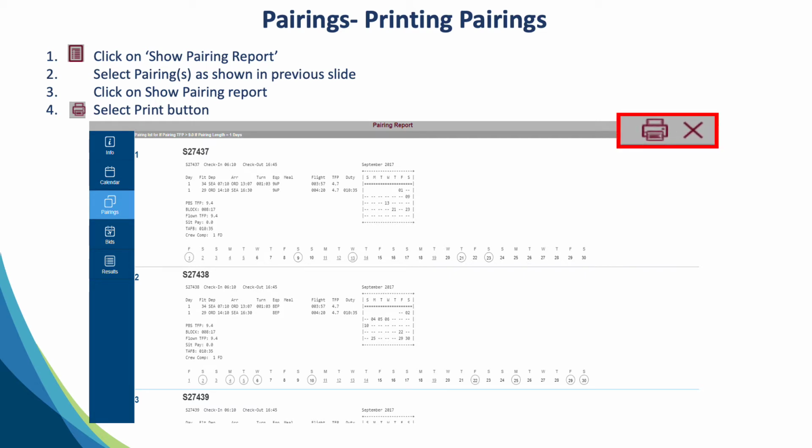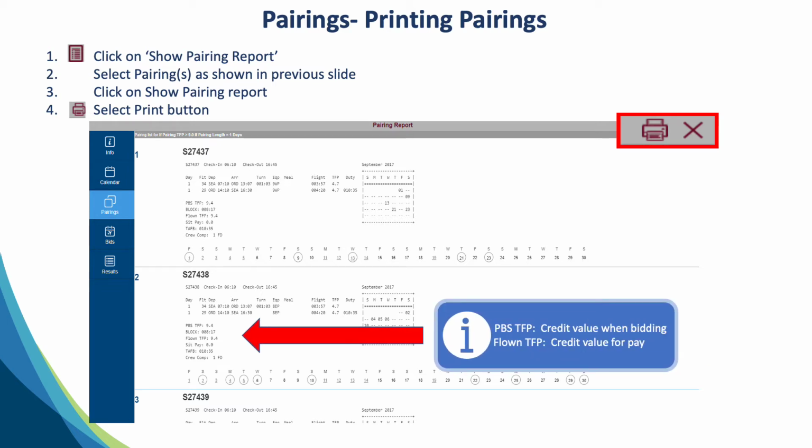Keep in mind, pairings might have a different value for bidding than for pay. SIT pay and some trip MPRs are not included when bidding.